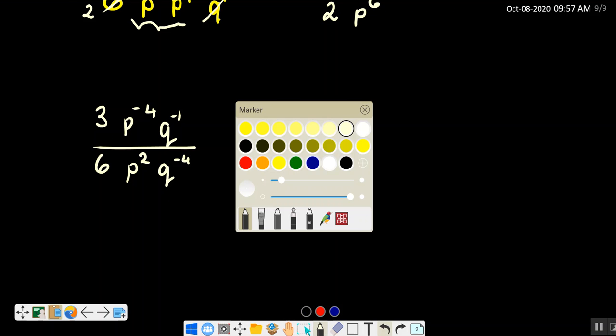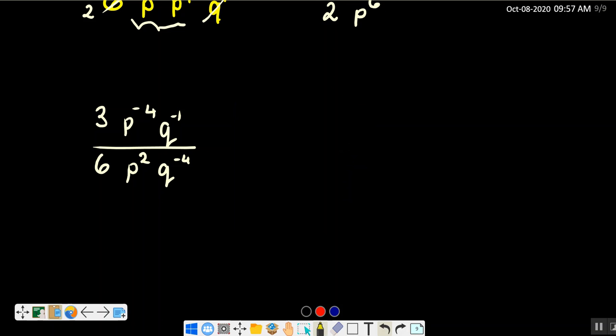So the other method is to use the splitting it up thing. But again, I'm going to take a little bit of a quicker approach. So I'm going to say it's 3 divided by 6, then multiplied by p to the power of, because it's division, negative 4 subtract 2, multiplied by q to the power of negative 1 subtract negative 4. So what does that become?